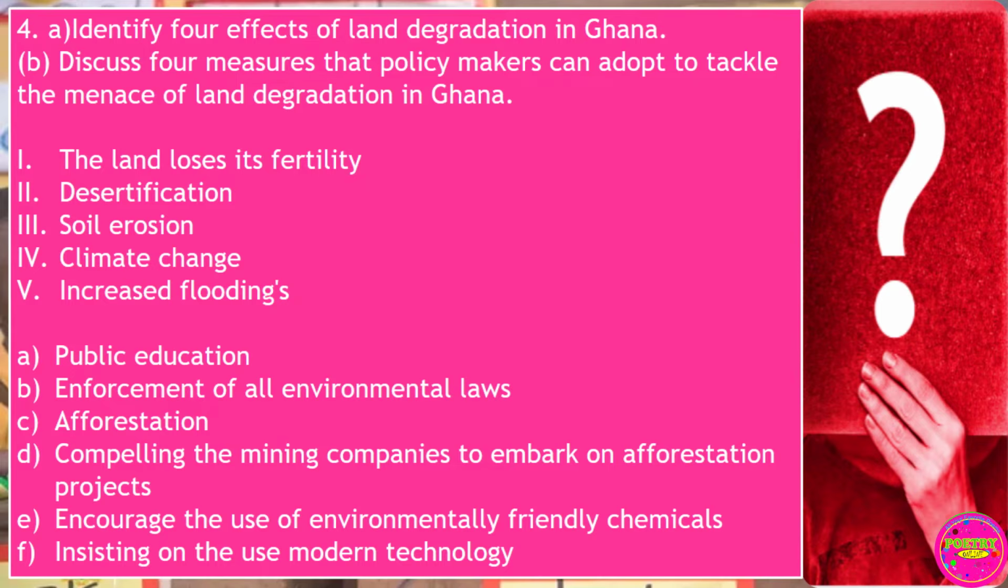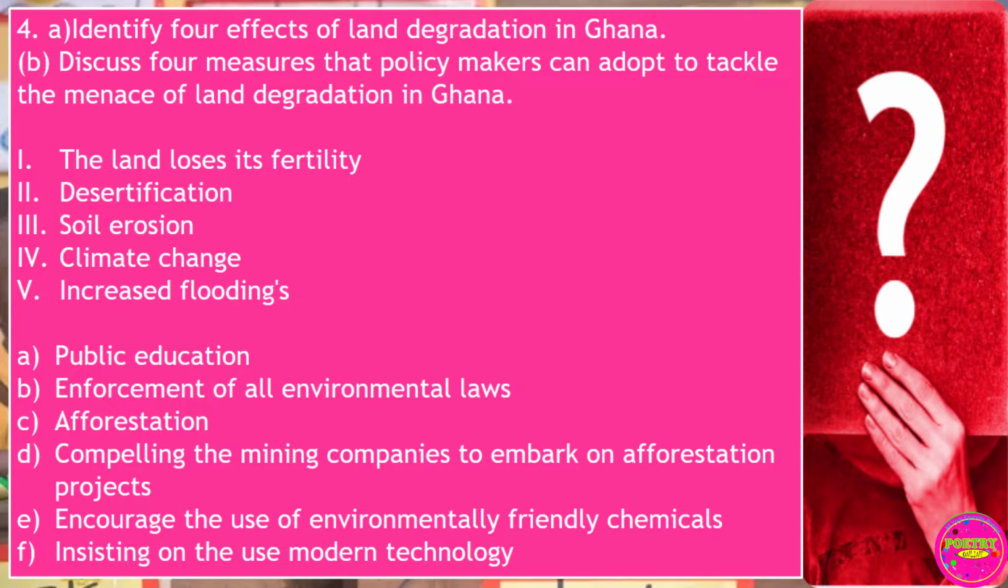Question 4a. Identify 4 effects of land degradation in Ghana. Some of the points candidates were expected to provide as answers to the question were: 1. The land loses its fertility. 2. Desertification. 3. Soil erosion. 4. Climate change. 5. Increased flooding.